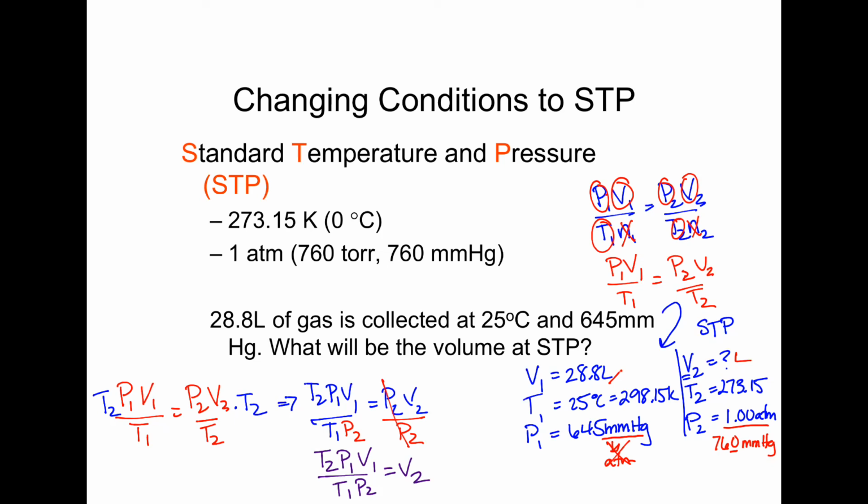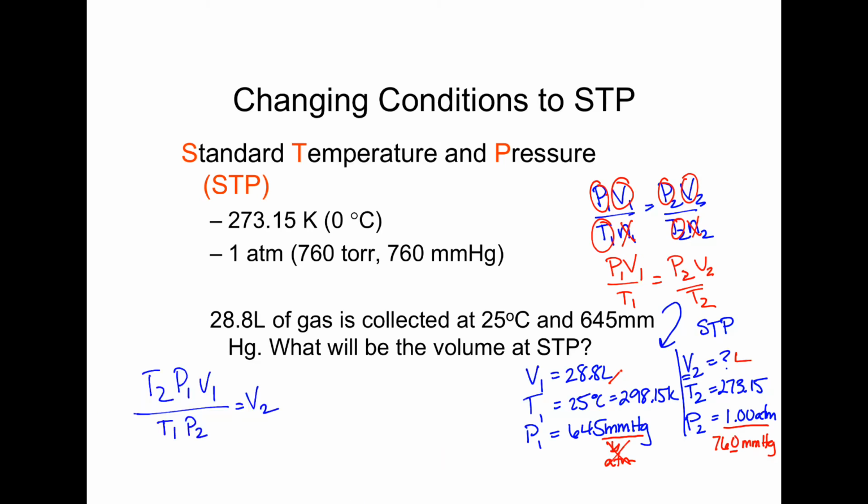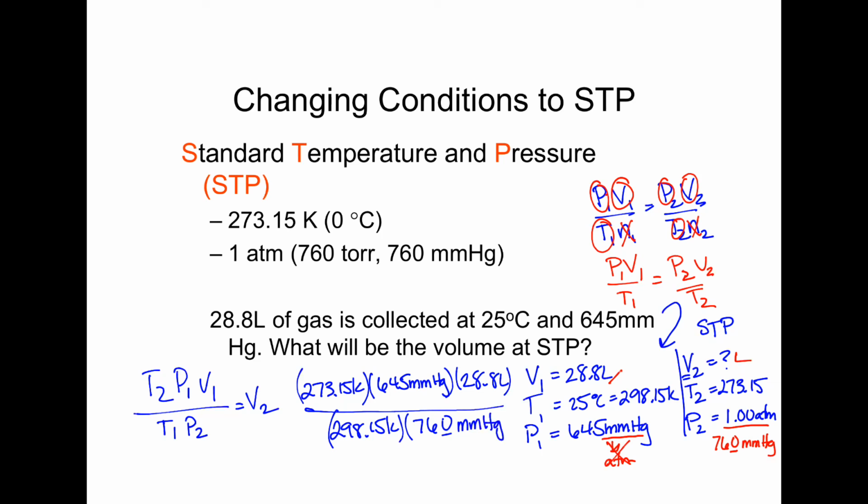Now all I have to do is put those numbers in there. I need a little bit more room, so I clean things up a little bit. Now I'm just going to put those numbers in. T2 was 273.15 Kelvin. P1 was 645 millimeters of mercury. V1 was 28.8 liters. T1 was 298.15. And P2 is 760 millimeters of mercury.